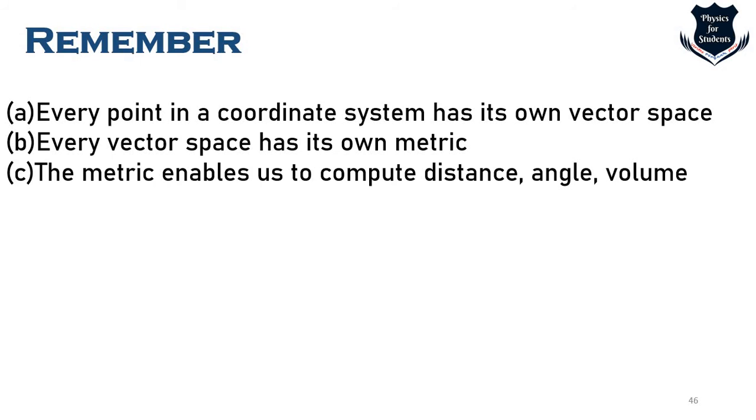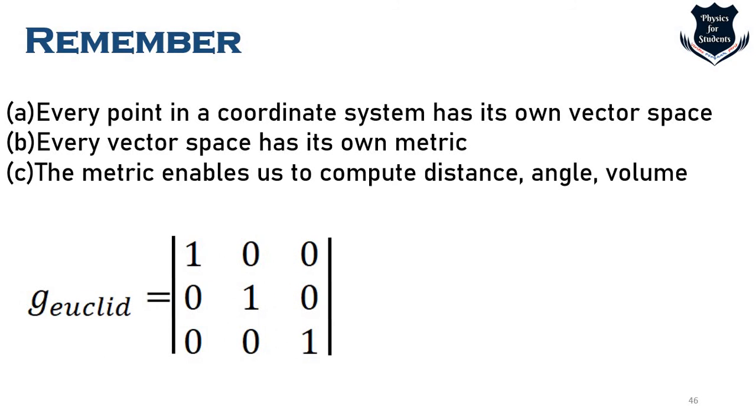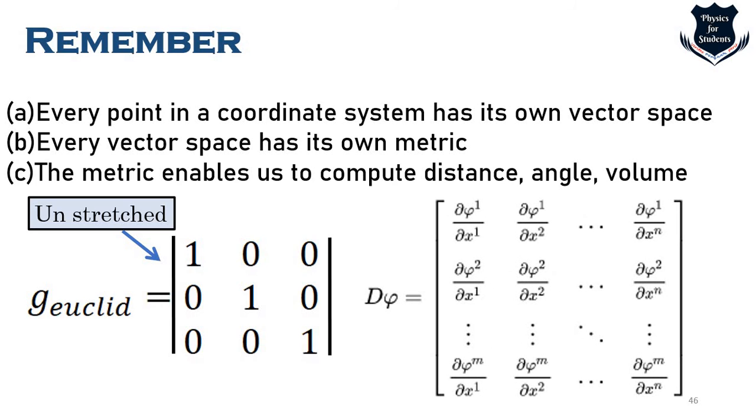Okay, so we remember that every point in a coordinate system has its own vector space. Every vector space has its own metric, and this metric enables us to compute distance, angle, and volume. This is just a nice recap. So this is called the Euclidean. Even now you can relate that this is exactly the same in all parts, because we have calculated this, and this is like the unstretched rubber sheet. So the stretched rubber sheet would look something like this. This is just to give you an understanding of how these two metrics are different.